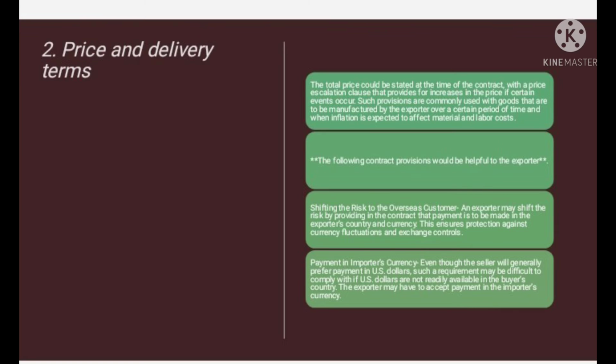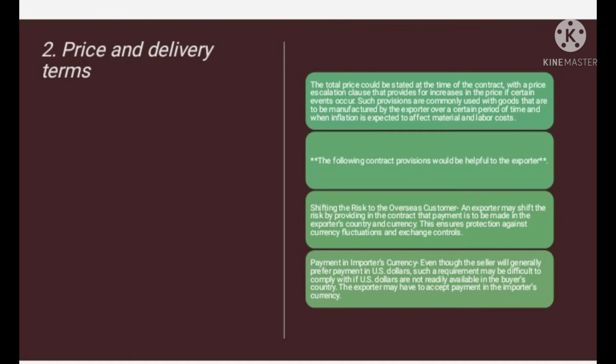Shifting the risk to the overseas customer. An exporter may shift the risk by providing in the contract that payment is to be made in exporter's country and currency. This ensures protection against currency fluctuation and exchange controls.